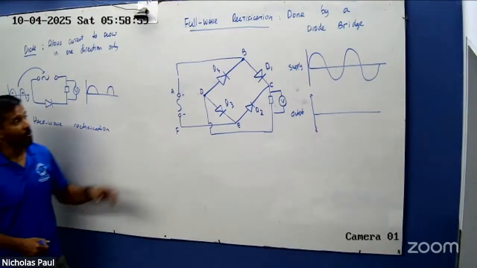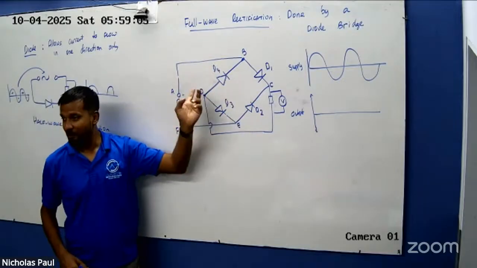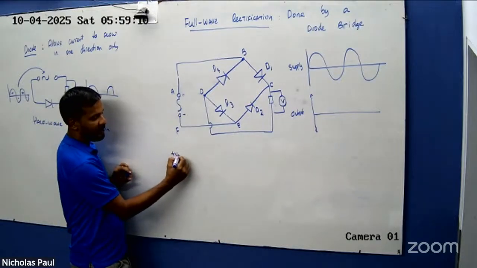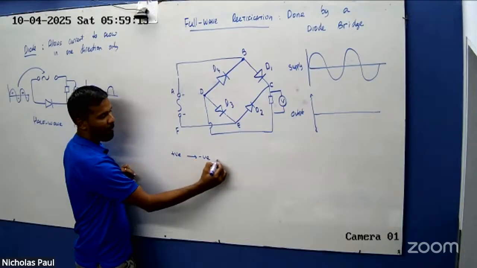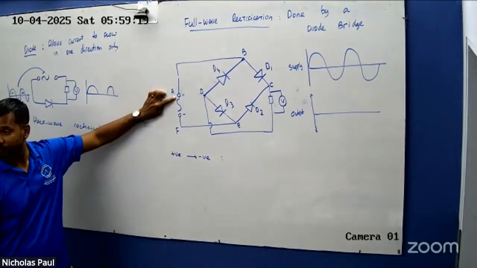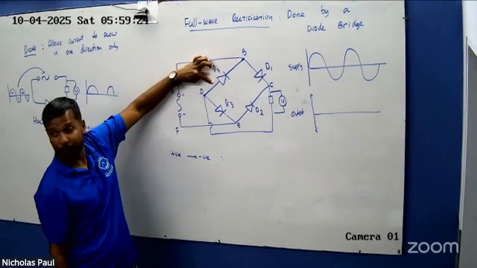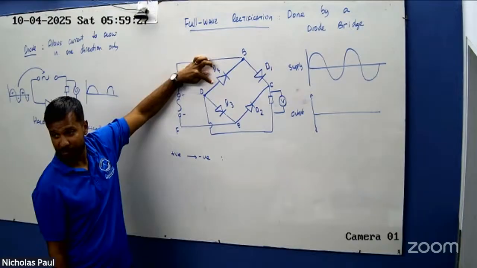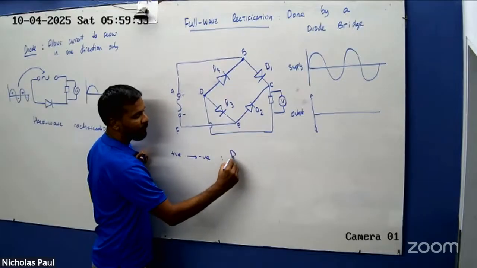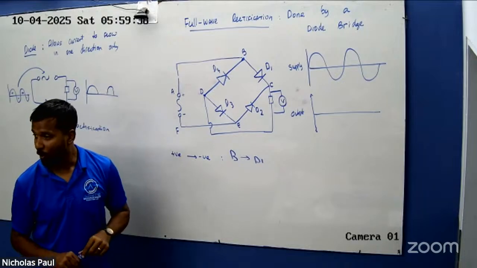Remember, alternating means current will go in this direction one time and then in the other direction. Initially I am going from positive to negative. Current goes this way. When it reaches here, can it go down diode 4? No, because diode 4 is reverse bias. So from P, it will go through diode 1 because diode 1 is forward bias.